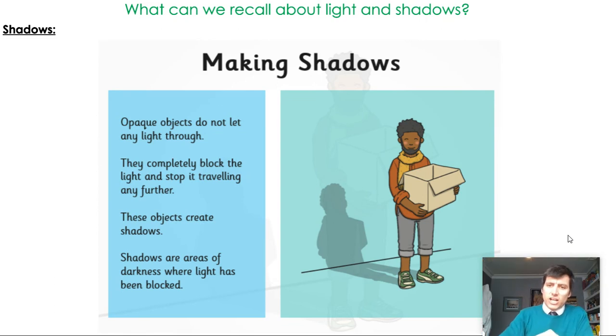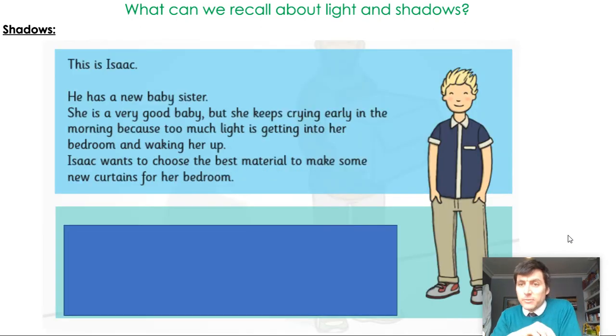Okay, so you can see the gentleman to the right. He's got his box in his arm, and consequently, you can see that he's creating the shadow against the wall and on the floor. Now, this is somebody called Isaac. I know we've got an Isaac in year 3, and I've got an Isaac in my house sometimes as well. Now, this Isaac's got a new baby sister, okay? She's very good, but she keeps crying early morning because it's getting light. So it's a bit later in the year when Isaac's talking about this. It's spring and summer.